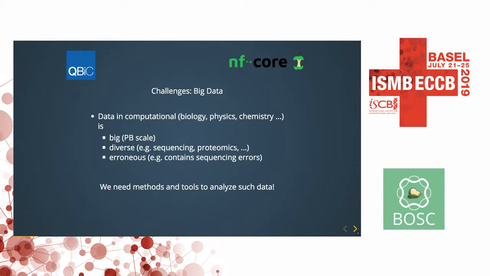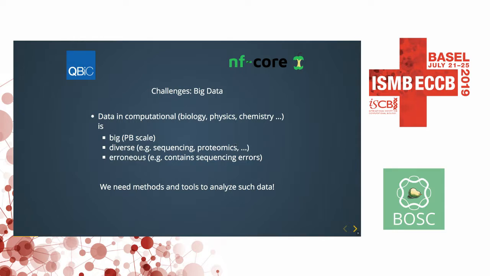As you might have already experienced as a bioinformatician, data in computational biology, physics and chemistry is typically rather large. We have big petabyte-scale data sometimes. We have very diverse data, which we see in bioinformatics core units. I'm working in one in Tübingen. It's typically very diverse data: sequencing, sometimes proteomics, metabolomics, single cell, bulk RNA-seq, for example whole human genome, but also bacterial genomics.